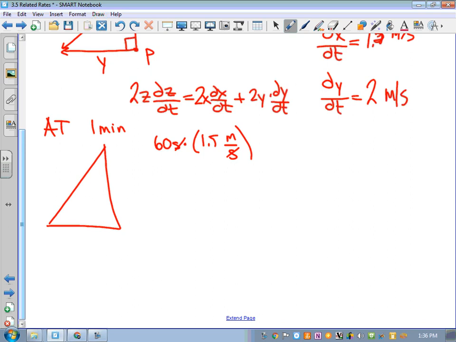and in 1 minute, the woman has walked 120 meters. Just to write that again, that is 60 seconds. The woman is walking at 2 meters per second. The seconds cancel. 60 times 1.5 was 90, and 60 times 2 was 120.